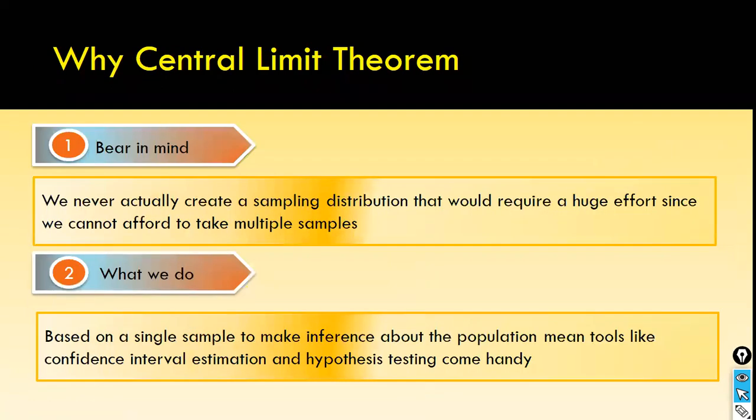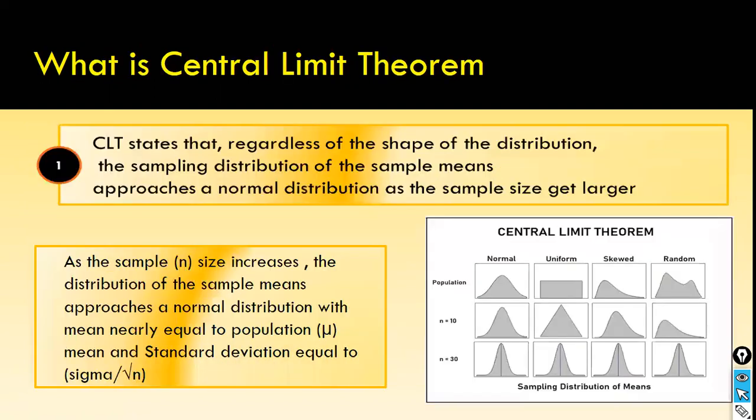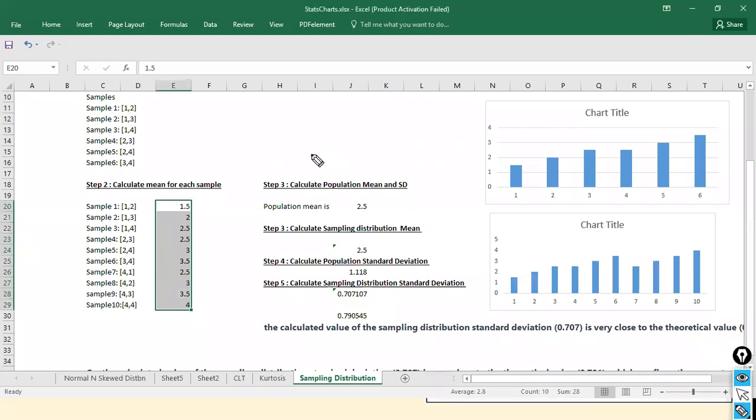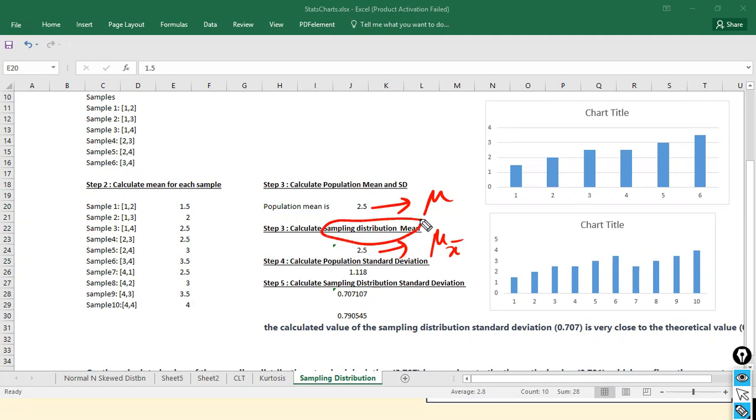Now the question is, why the central limit theorem? What is so big a deal about it? Before we proceed, this is the one we discussed already, right? The sampling distribution mean is equivalent to your population mean. This is my population mean. This is my sampling distribution mean. We can use this notation: mu x bar is nothing but the sampling distribution mean, and mu is your population mean. So mu is equivalent to mu x bar.